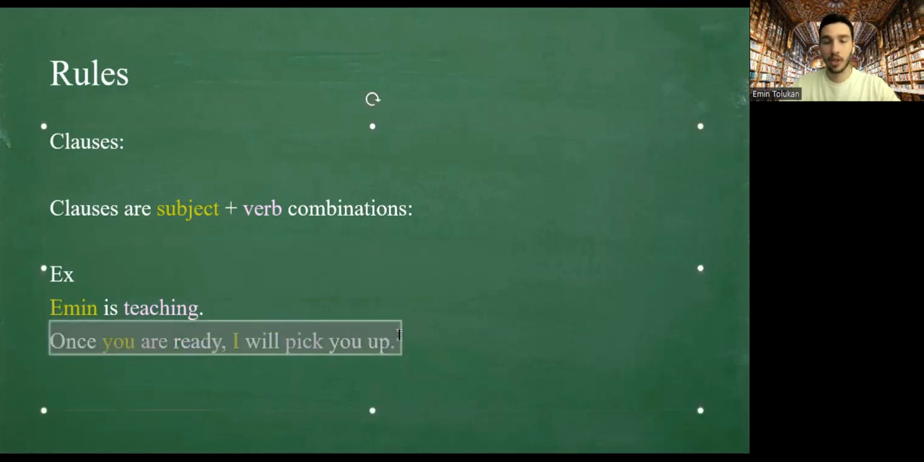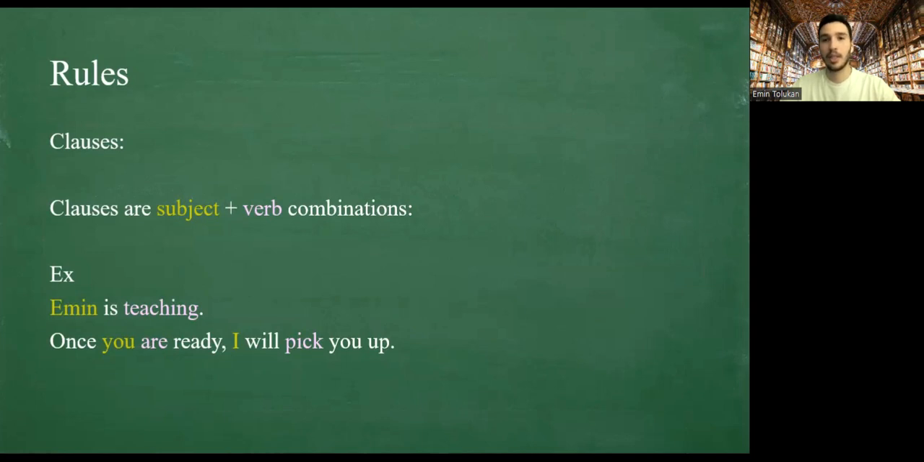Here we have a longer sentence with clauses. Once you are ready, I will pick you up. You is a subject. Are is the verb to be. In English language, to be is am, is, are, or in the past simple, was, were. I was ready. I am ready. He was ready. He is ready. So is actually to be, a verb. And therefore, since you is a subject and are is a verb from to be, this is considered a clause.